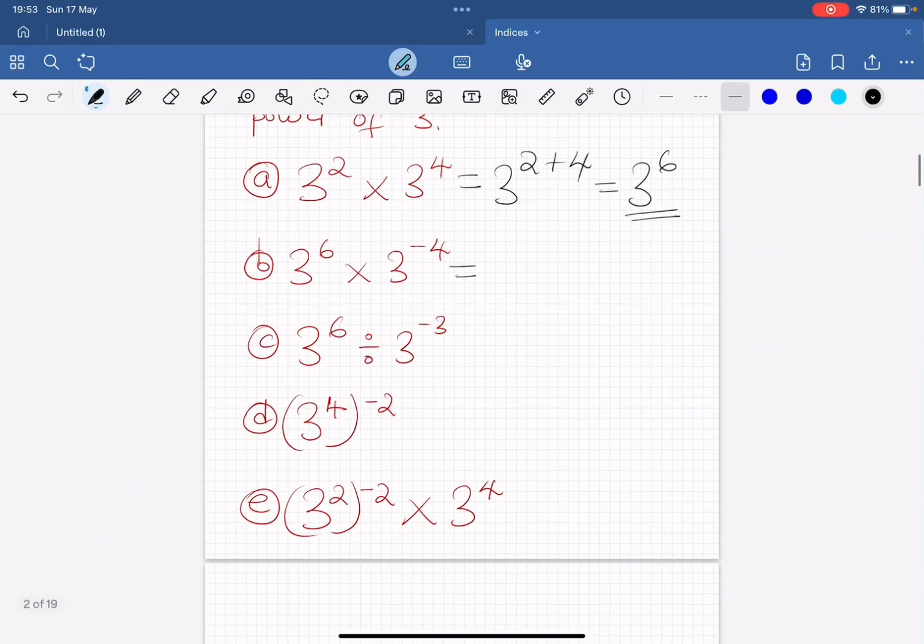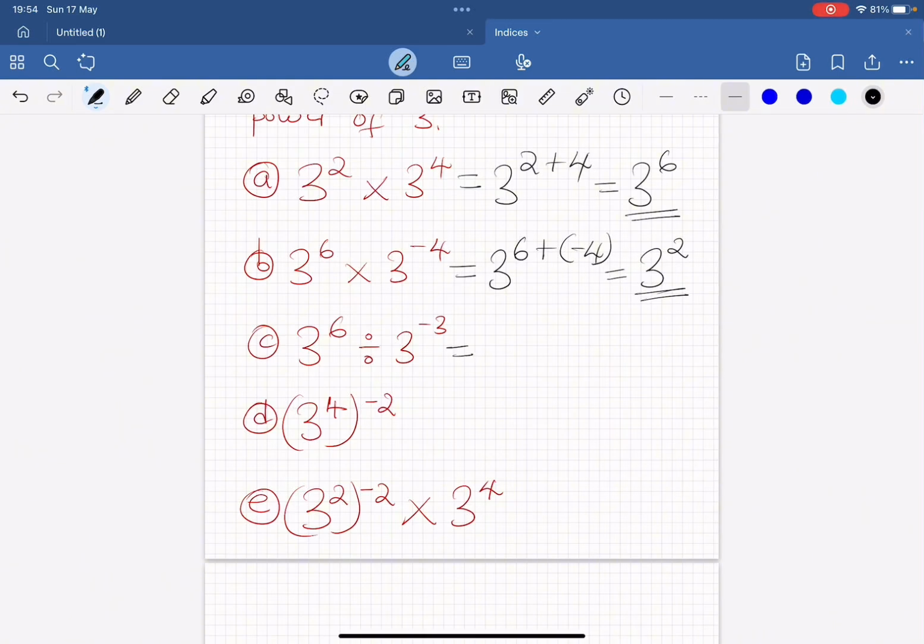Moving along, the question says 3 to the power 6 times 3 to the negative 4, sorry. Same thing, it's going to be 3 to the power 6 plus negative 4. Then you recall that a positive and a negative make a negative. So this is more like 6 minus 4. Hence, the final answer is 3 to the power 2.